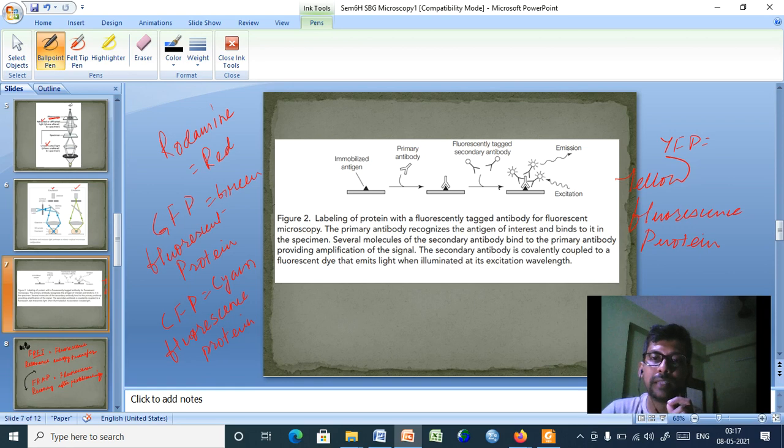And the secondary antibody is covalently coupled to a fluorescent dye like rhodamine, GFP, YFP, CFP, etc. And the second antibody is covalently coupled to a fluorescent dye that emits light when illuminated at its excitation wavelength, what I already mentioned. And they emit light, and easily we can identify its intensity, the amount of DNA and RNA, its location, its movement, all these attributes.